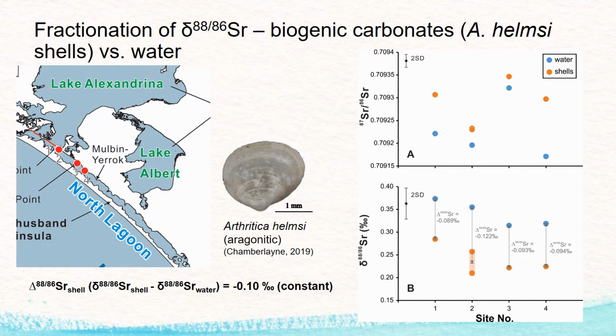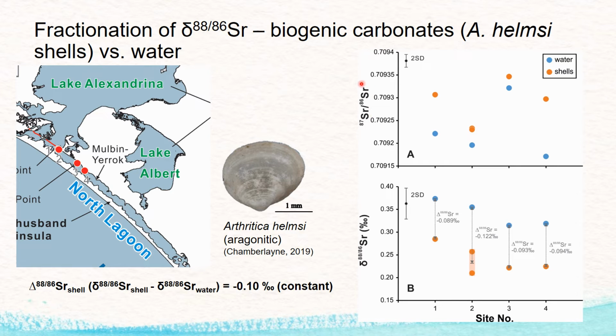To reconstruct the paleo-hydrology of the Coorong, first we observe strontium isotopes in paired shell and water samples from these 4 locations of the modern Coorong. And the shell species here is Arthritica helmsi, which will be the same we analyze in the sedimentary cores.